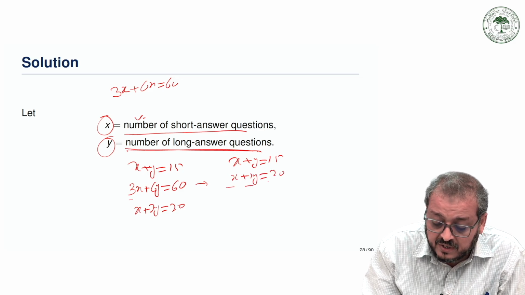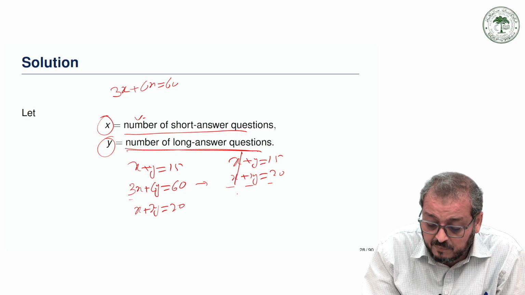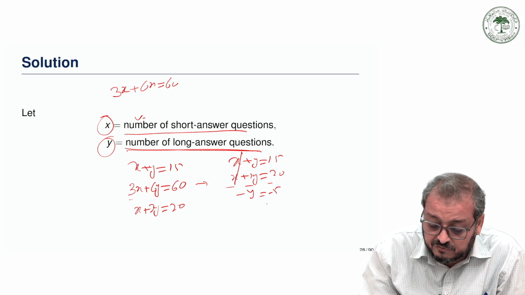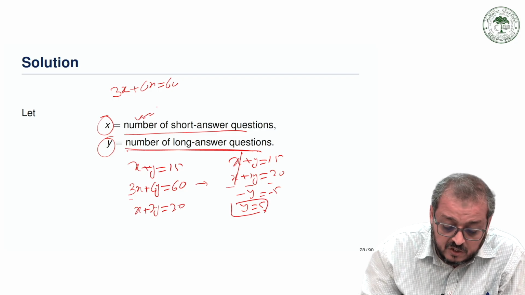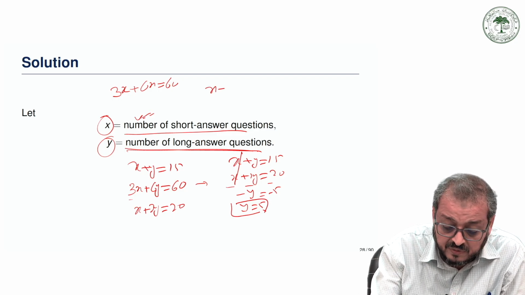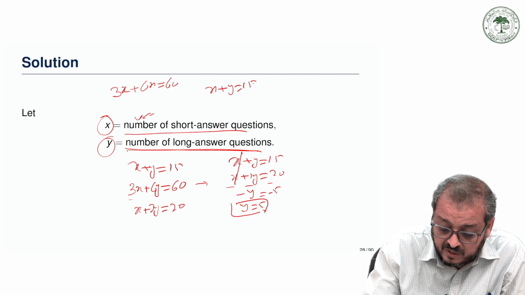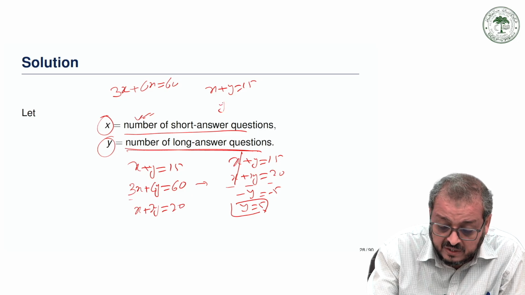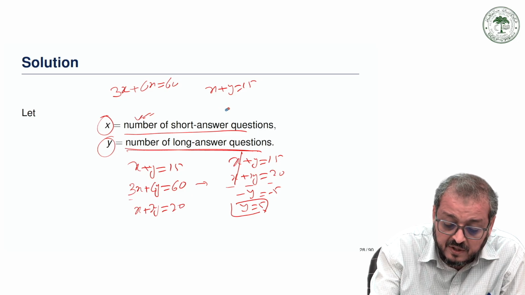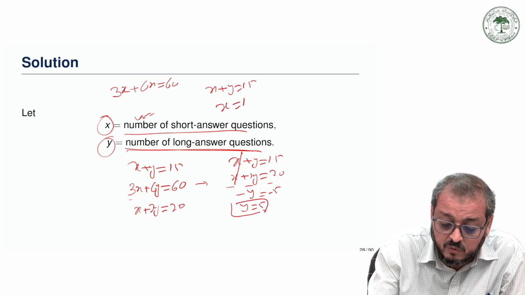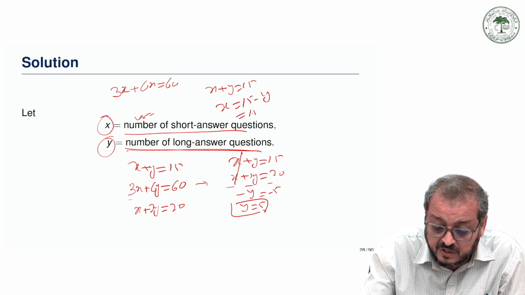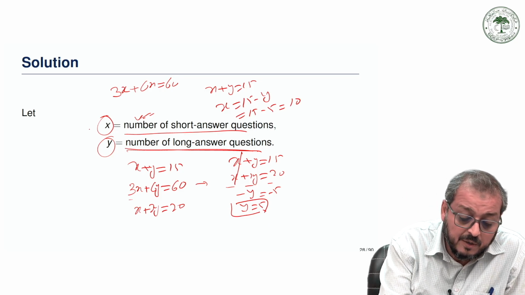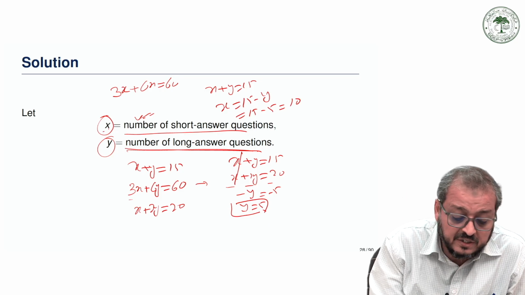If we subtract these two equations, then we get minus y is equal to minus 5, which means y is equal to 5. But we need x. We have x plus y is equal to 15, so we can simply say that x is equal to 15 minus y, which is 15 minus 5, equal to 10. So this means the number of short answer questions is equal to 10.